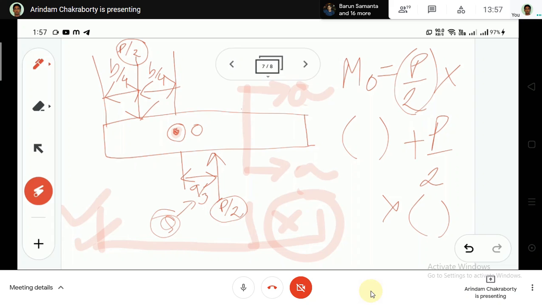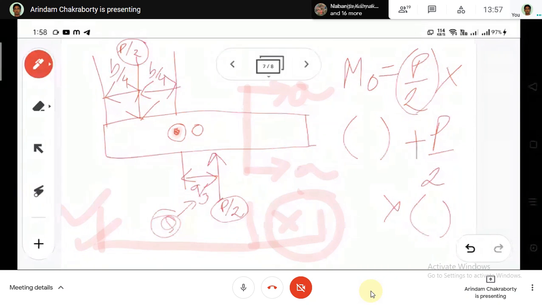Because these two forces are moving in the same direction, both clockwise or both anticlockwise. Perfect, same direction. If it is clockwise, it will be entirely clockwise. If it is anti-clockwise, it is anti-clockwise.